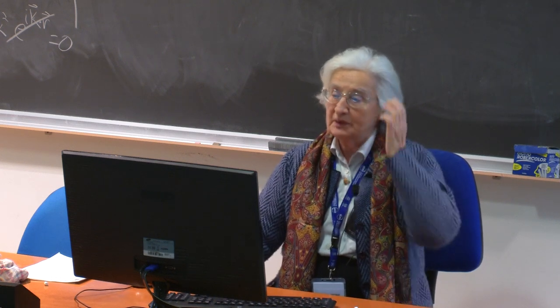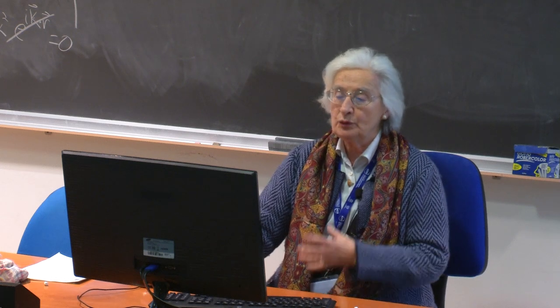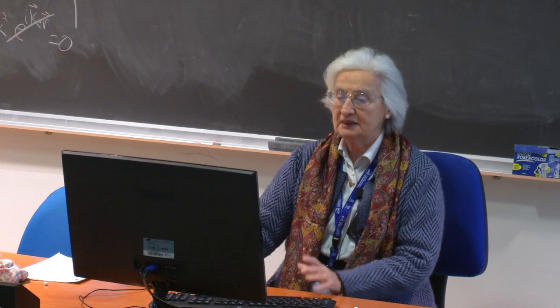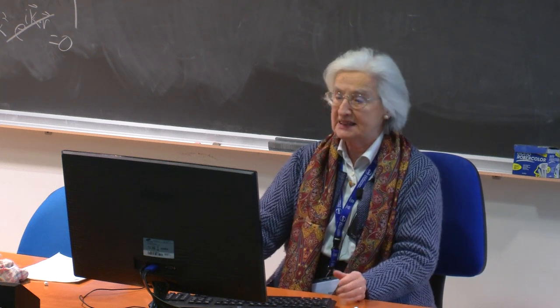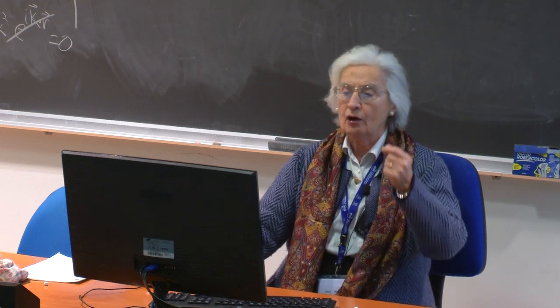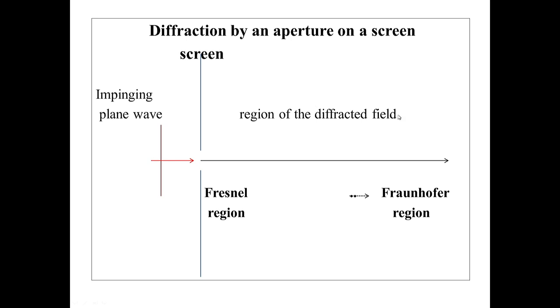To describe the diffraction from an aperture, we will consider different apertures, and we will examine the region where the field is diffracted. Starting from an impinging plane wave, which is typically a helium-neon laser, we have an opening, or a wire, or something else. On the other side of the screen, we have a region of diffracted field. The region of the diffracted field is typically divided in two regions. The Fresnel region, which is far from the aperture with respect to the wavelength, but not far enough to be considered at infinity. When we go farther, to infinity, we have the diffraction region.